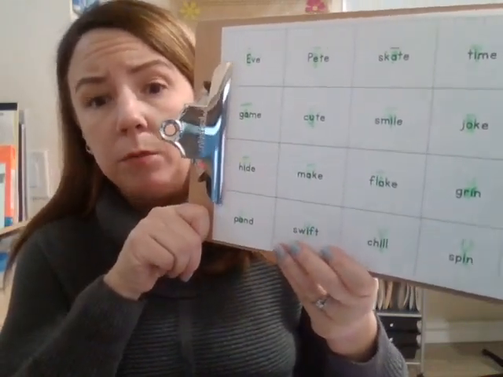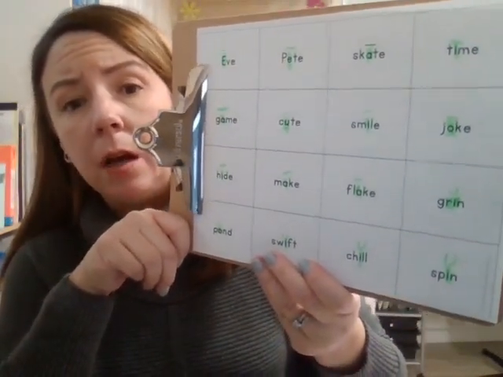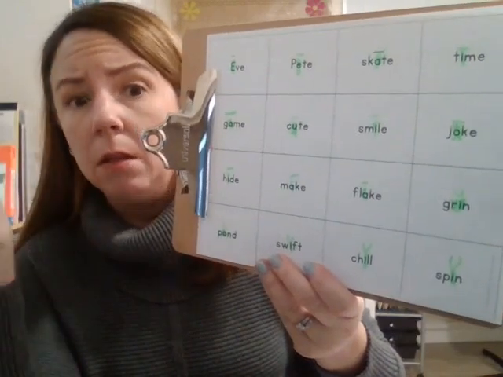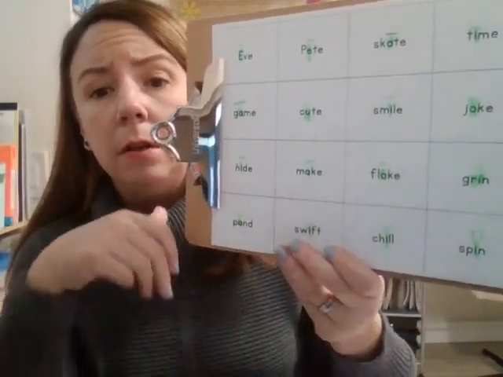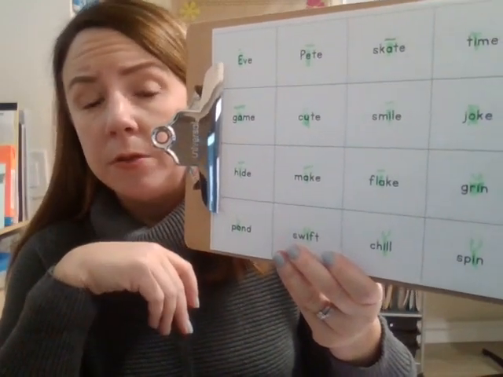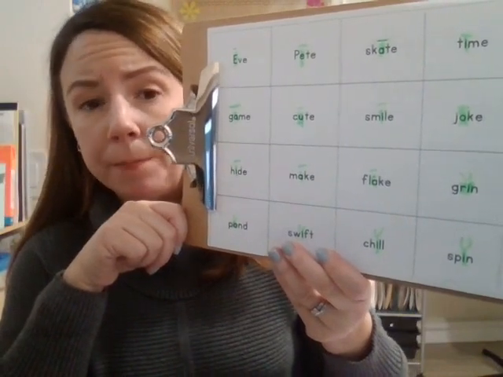So, sure, we went through. I had students mark and code them, highlighting the long vowel, marking it long. But as we went further down, notice that some of the words were closed syllables, not VCE. So marking those vowels short.